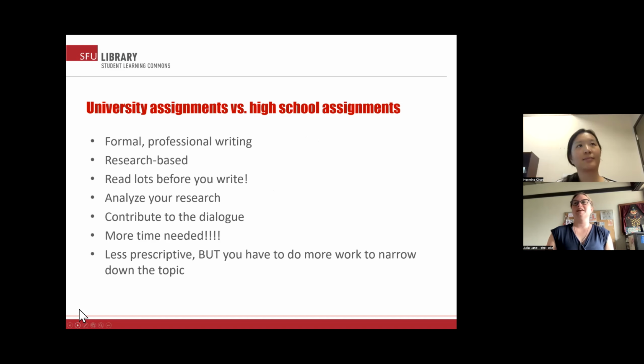So if you want to go to the next slide, thank you. Hermine already gave a really great breakdown of some of the main differences between high school writing and university writing. And when we look at that on the level of the assignment, we can see some of those differences as well.